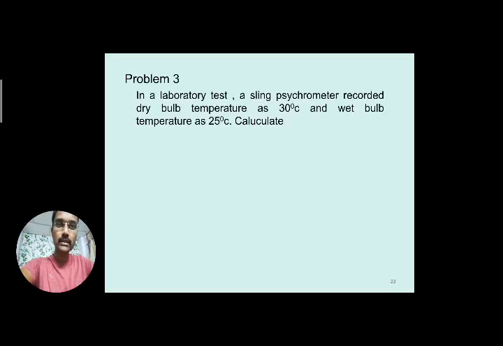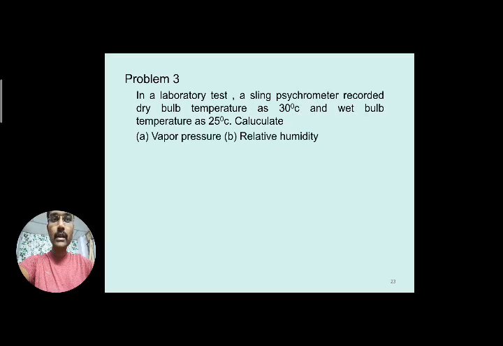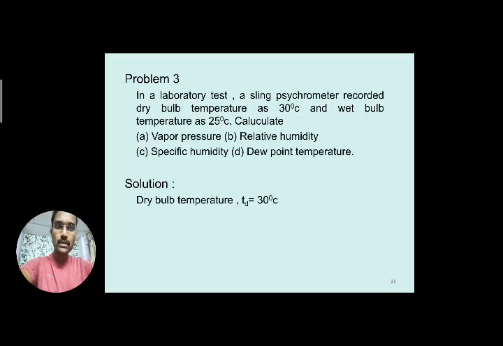Next, moving to problem 3. In a laboratory test, a sling psychrometer recorded the DBT as 30 degrees centigrade. We will see the sling psychrometer in today's session to get some idea regarding that. That is a laboratory test where you can measure the temperatures of DBT and WBT. Here the given values are 30 degrees centigrade and 25 degrees centigrade. They are asking to calculate the vapor pressure, relative humidity, third the specific humidity, and fourth the dew point temperature. We will see one by one.